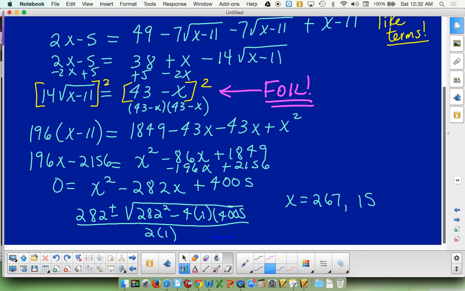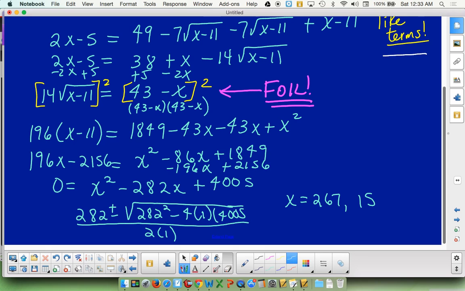Okay, but are you done? And the answer would be, no, you're not done. You just squared both sides twice. You took both sides to an even power twice. Chances are excellent that one or both of these may fail to check. So you have to check them back in the original problem.